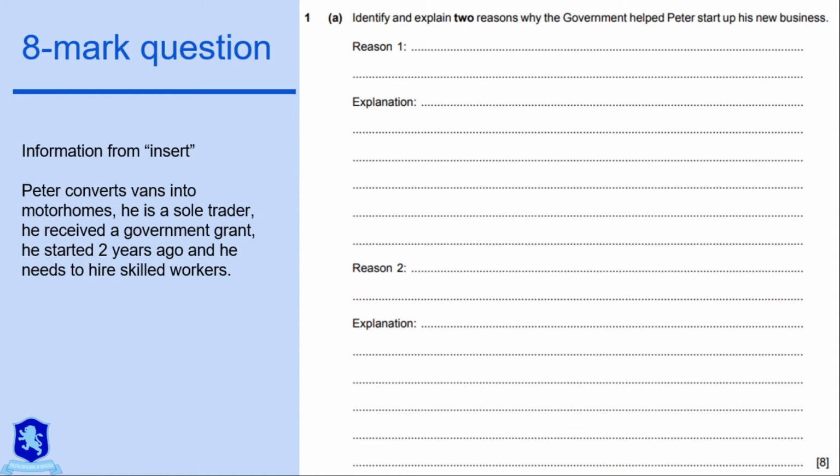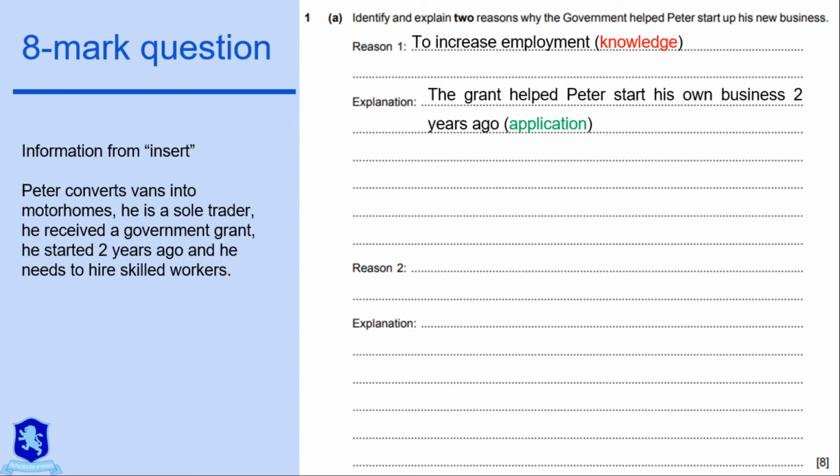We can start with an identification. For instance, to increase employment. This is the knowledge point. Okay? So Peter may have received a grant in order to increase employment. But we need to explain what it means. So in this explanation, we will need 2 application points. Okay? So we need an explanation in the context of the business. And then we need 1 analysis point.